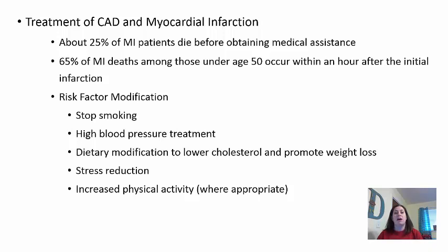65% of MI deaths among those under age 50 occur within an hour after the initial infarction. So it's really important to get help immediately if you suspect you're having a heart attack. Risk factors that can be modified to help prevent heart attacks and coronary artery disease are to stop smoking and high blood pressure treatment. So if you have been diagnosed with high blood pressure, having treatment to reduce that blood pressure is super important. Dietary modifications to lower cholesterol and promote weight loss are important.